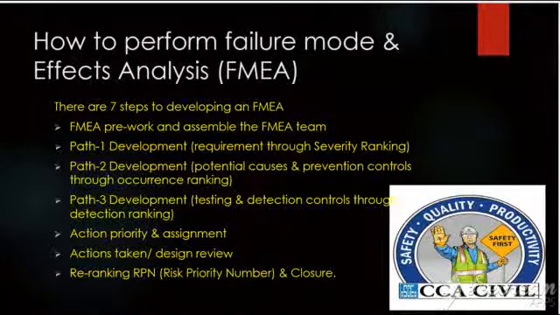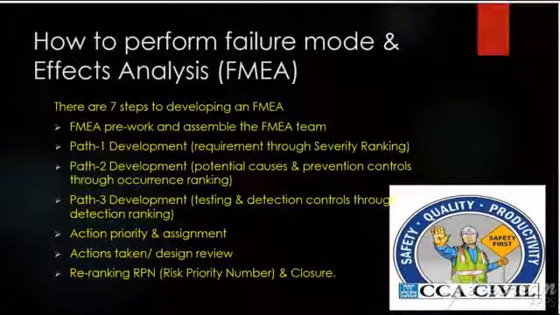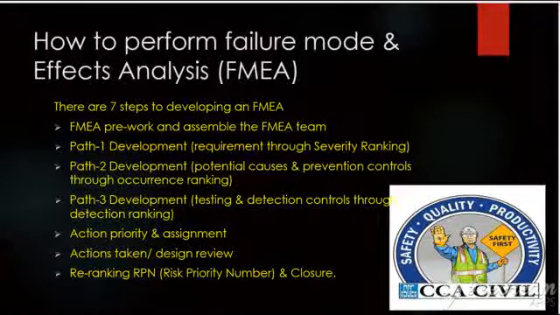Now, how to perform FMEA? There are 7 steps to perform FMEA. First, FMEA pre-work and assemble the FMEA team. Second, Part 1 development, failure effects through severity ranking. Third, Part 2 development, potential causes and prevention control through occurrence ranking. Fourth, Part 3 development, testing and detection control through detection ranking. Fifth, action priority and assignment. Sixth, action taken, design review. Seventh, re-ranking RPN, risk priority number, and closure.